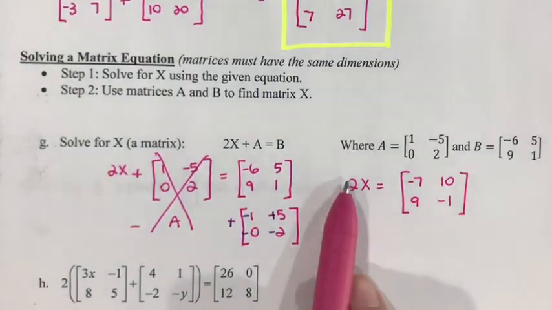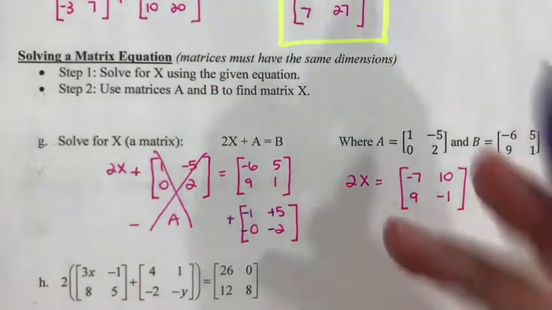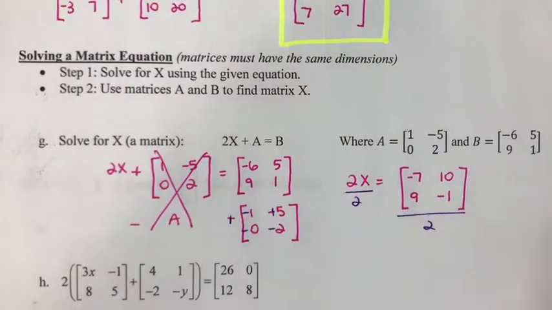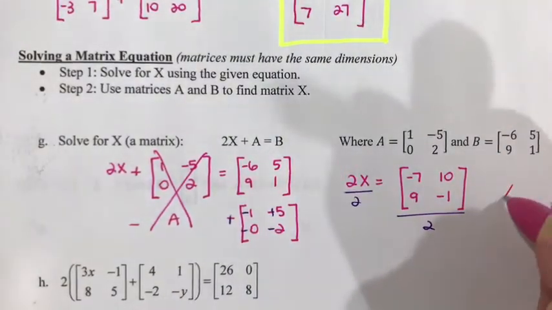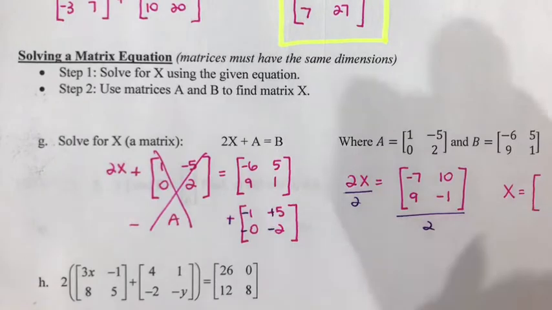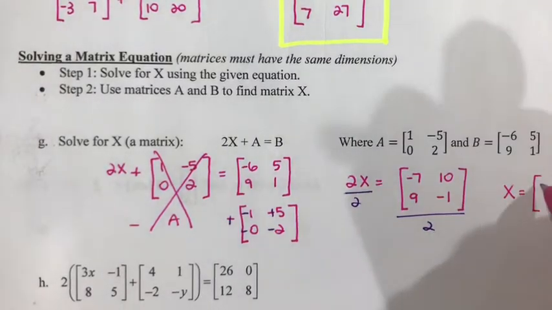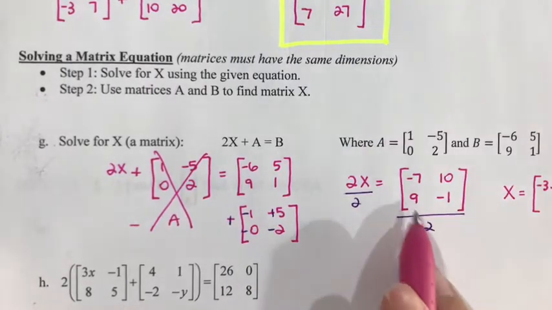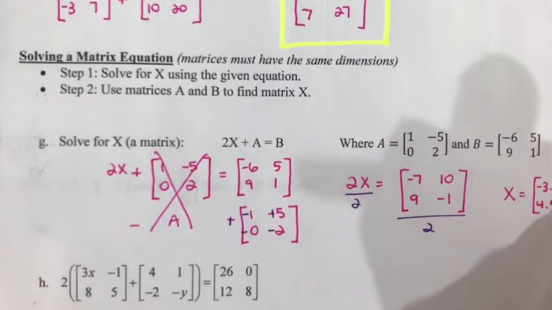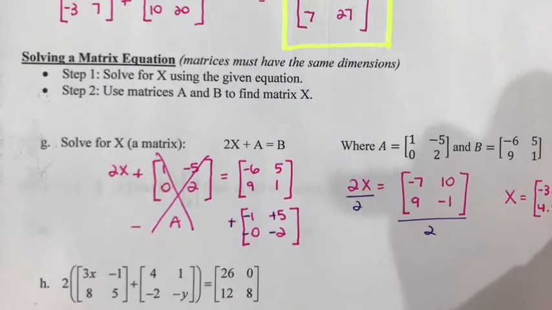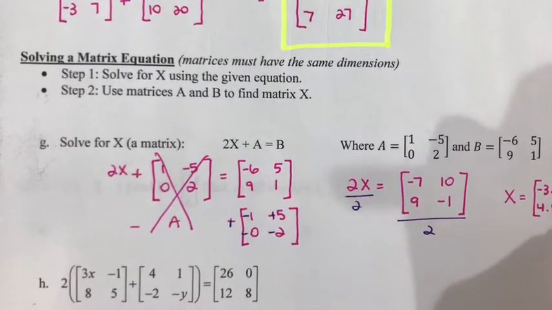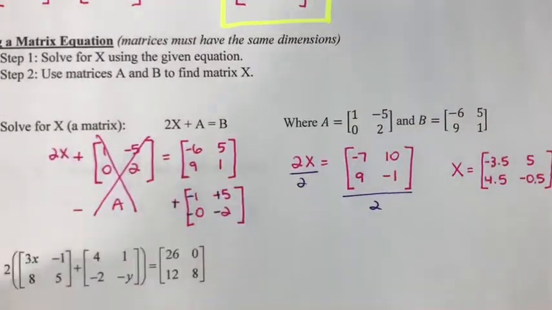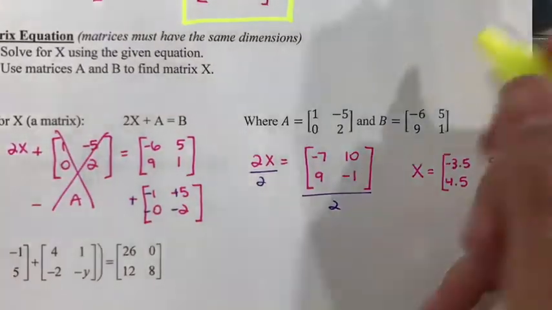And if you look at this equation, really what we want to do is divide everything by 2. That means we're dividing every single term by 2. So I have -7 divided by 2, 10 divided by 2, 9 divided by 2, and -1 divided by 2. So our final answer, oops, fell off the screen here, is over here.